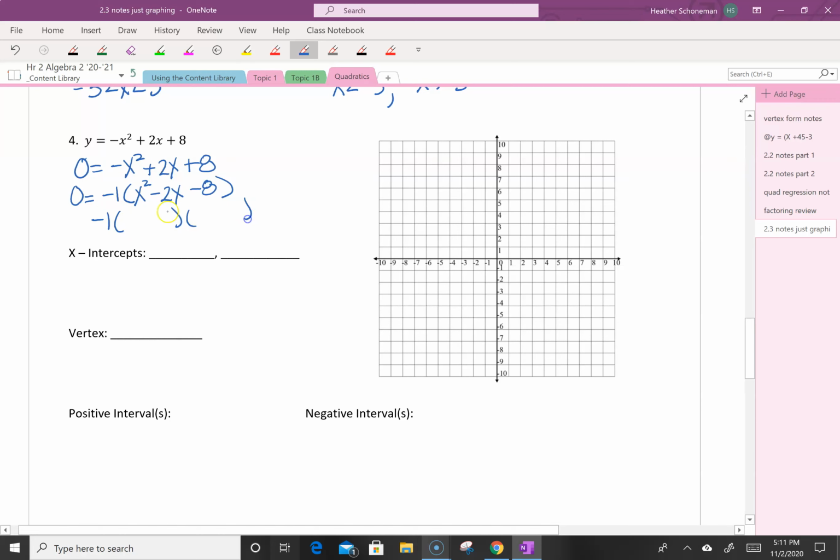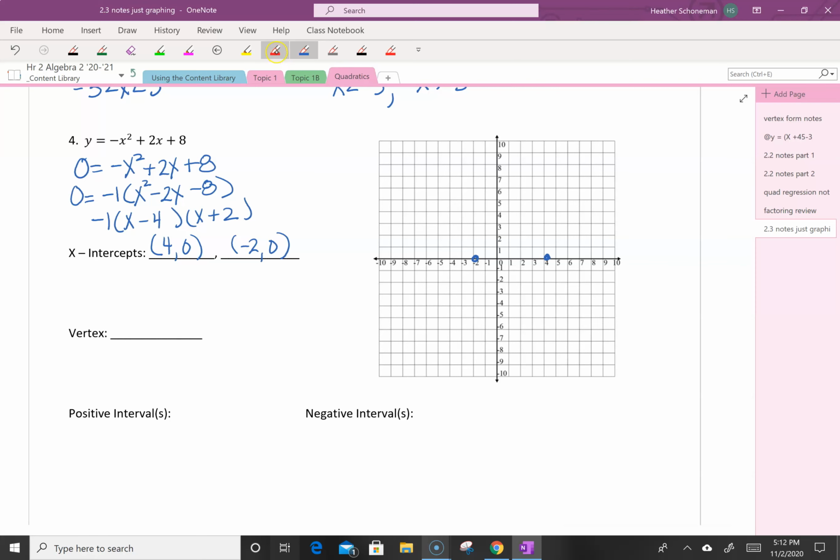So when I factor this, two numbers that multiply to negative 8 and add to negative 2 would be negative 4 and 2. So when I solve, this negative 1 does not give me a solution. The first parentheses gives me (4, 0), and the next parentheses gives me (-2, 0). So I'm going to graph them.